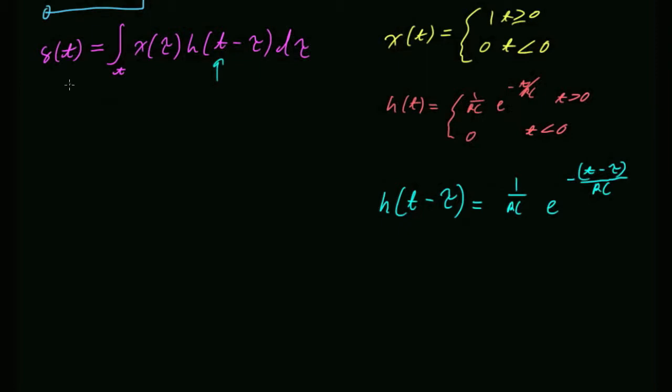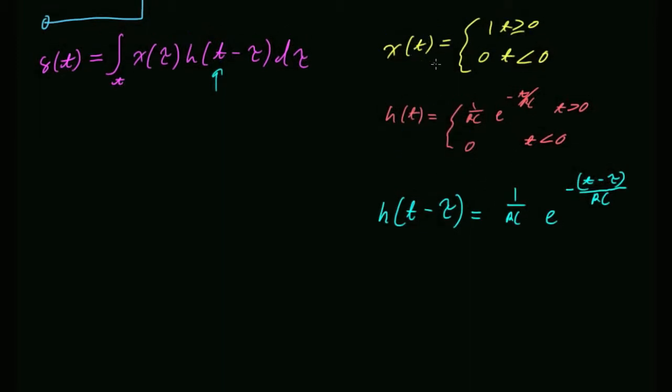Okay? So we've got h of t minus tau. I'm happy. So let's just plug and chug, right? It's a formula. We've got x of tau. We've got h of t minus tau. No stopping us now, right? Let's just integrate it. So y of t is going to be the integral of x of tau, which is 1, times h of t minus tau, which is 1 over RC, e to the minus t minus tau over RC, d tau.